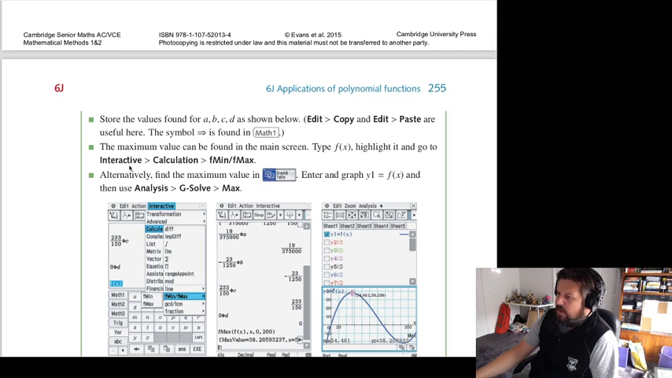They're suggesting as well, another way you could do it is, probably the way I would have done it as well, is to sketch it and enter the graph y equals f of x, or you could type it all out in there and it will sketch the graph. And then, like we did in the previous question, go to Analysis, G-Solve, and find where that maximum value is.